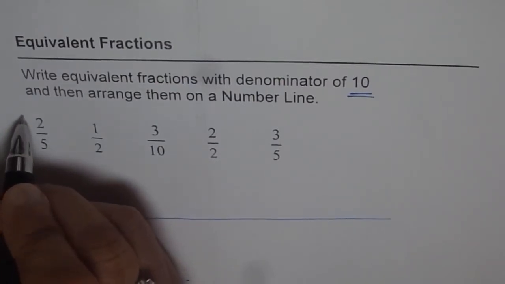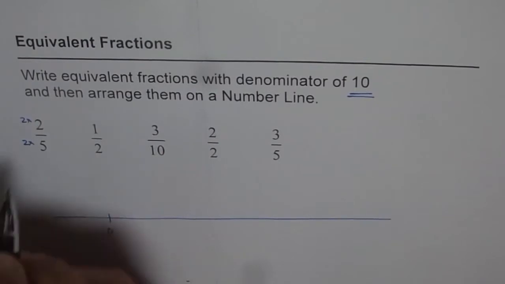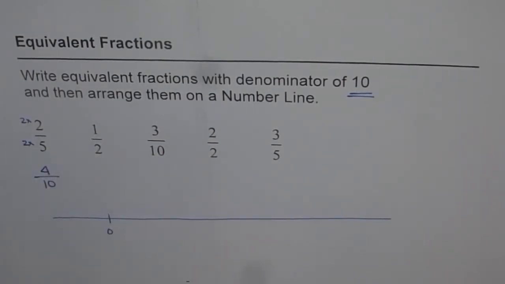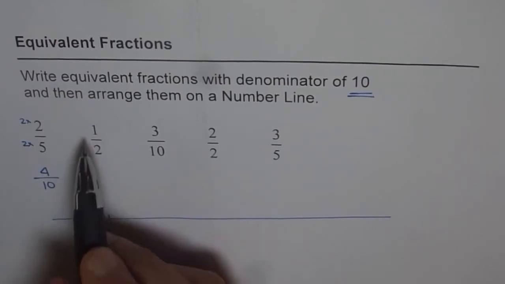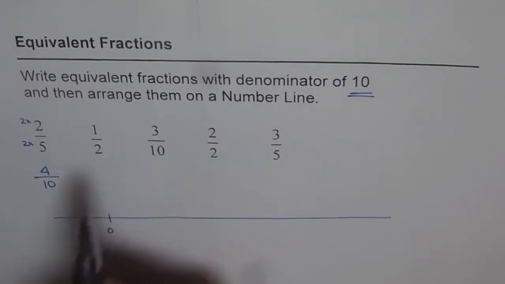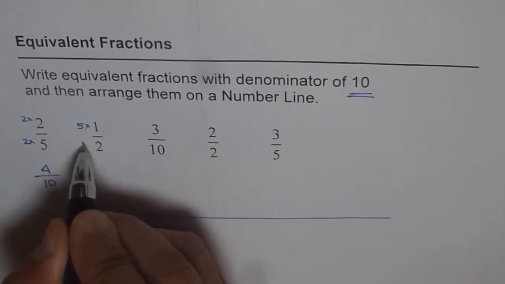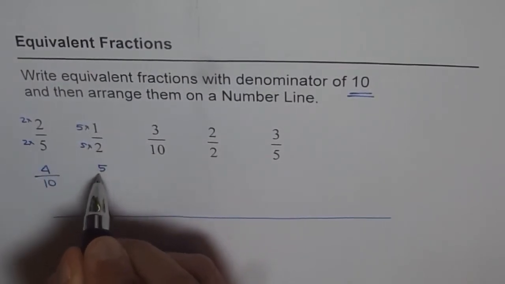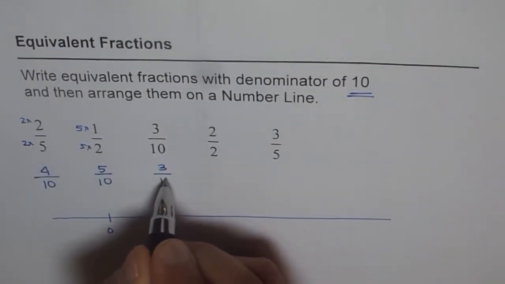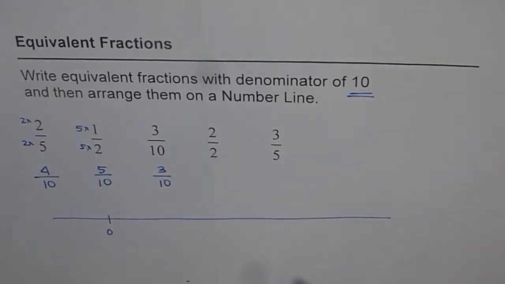So if I multiply both numerator and denominator by 2, what do I get? I get 4 out of 10. That is how we convert one fraction into equivalent fraction with given denominator, right? How will you write half as a fraction with denominator of 10? To get 10 from 2, you need to multiply by 5. So we multiply by 5 and get 5 out of 10. 3 out of 10 is already written in the required form, so that's fine.